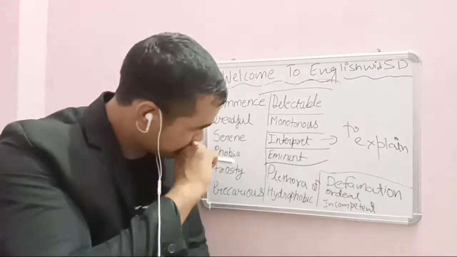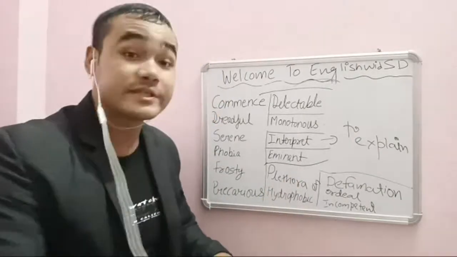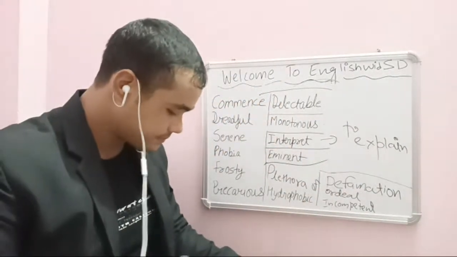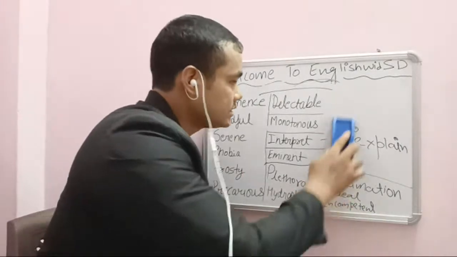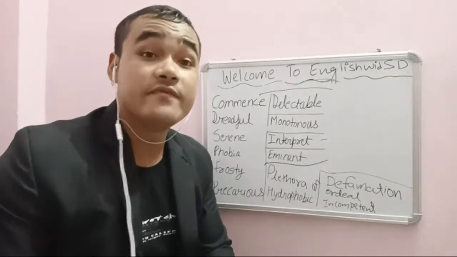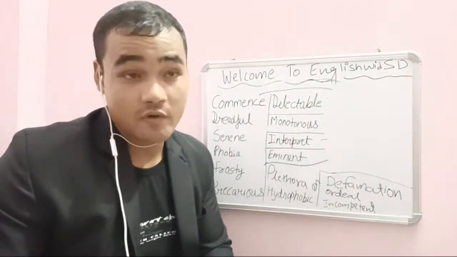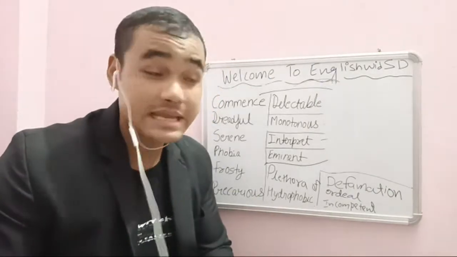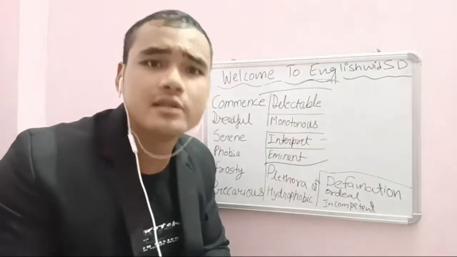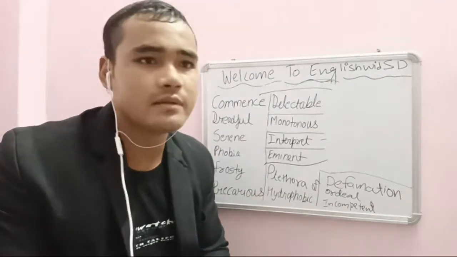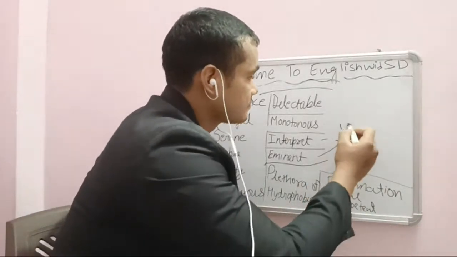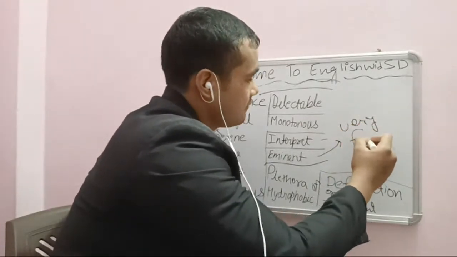Yeah. Okay. Eminent. Now, interpret means to explain. Now we will be talking about the next word, which is eminent. Eminent means anyone who's very famous. For instance, Mr. Mukesh Ambani is an eminent person. Means famous, well-known, renowned person, popular, right? Everybody knows, like film stars, right? So eminent means very famous, very famous.